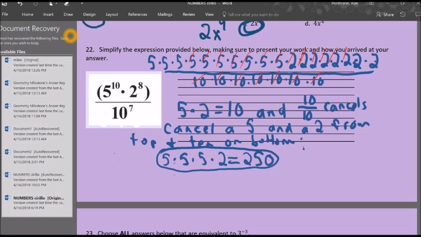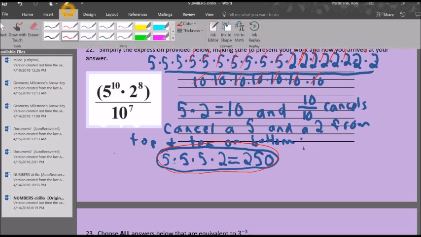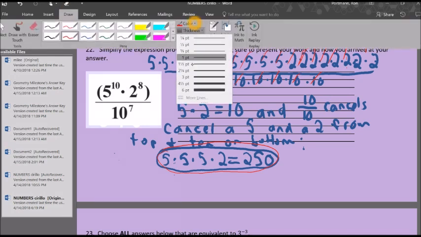So now what we have is 5 times 5 times 5. And then times 2. Because everything in the bottom canceled out. We should have that 2 should be gone too. 1, 2, 3, 4, 5, 6, 7, 8. Yeah. That 2 should be gone too. So you would just have 5 times 5 times 5 times 2, and that gives you 250. Okay? So it looks like it'd be a crazy big number, but it actually simplifies down because you have 10 to the 7th power in the bottom of the fraction. All right? Moving on.